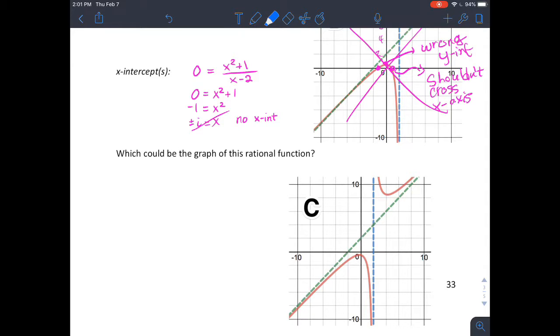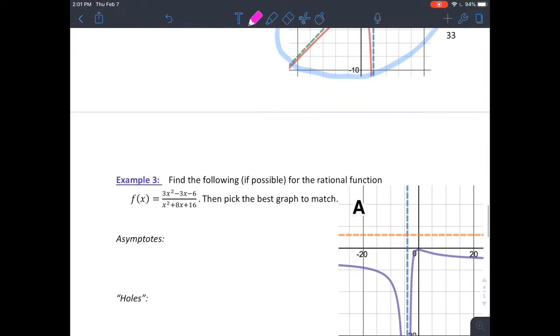Make sure graph C looks okay. Hey, maybe there's a none of the above option. Graph C looks fine.